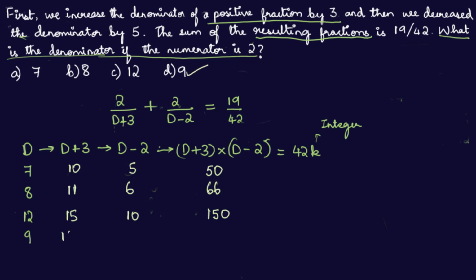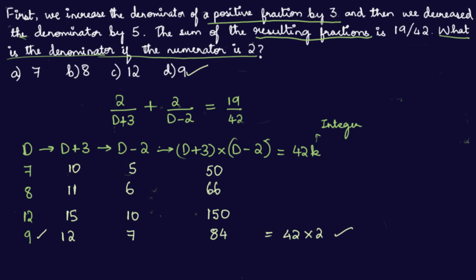D plus 3 for 9 is 12, d minus 2 is 7. The product of them is 84, and this is 42 times 2. Which means our answer is 9. The denominator of the sum is 42, and we had to arrive at a product such that it's a multiple of 42. It can be reduced to 42 later on, right?